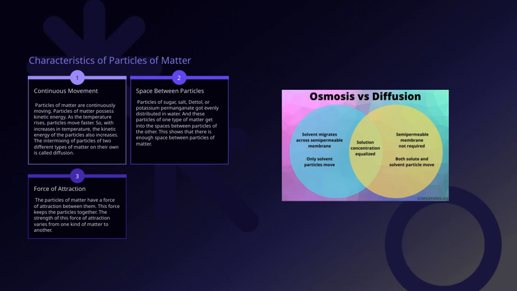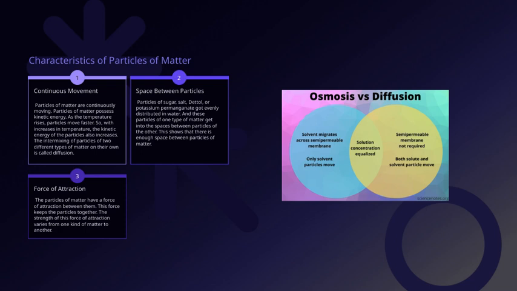Next, there's the space between particles. You might have seen how particles of substances like sugar, salt, dettol, or potassium permanganate evenly distribute in water. They don't just stay in one place, they move into the tiny gaps between other particles. This shows us that there is actually enough space between particles of matter to allow this kind of movement and mixing.